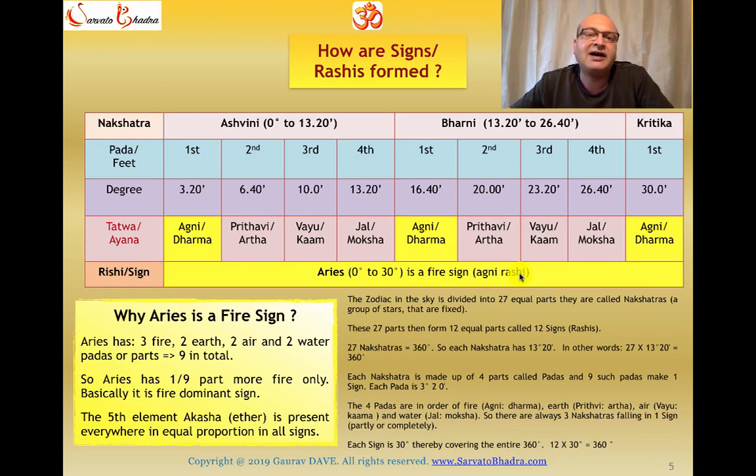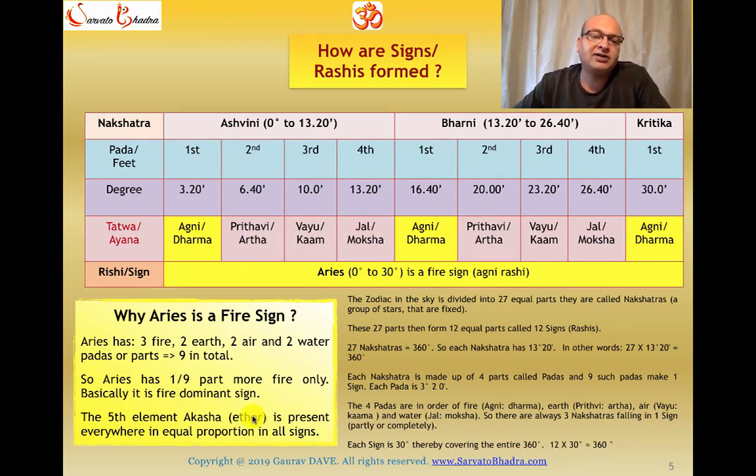and that is why Aries is a fire sign, because Agni Tattva is dominating over this space. Aries has 3 fire, 2 earth, 2 air and 2 water padas or parts, 9 in total. So Aries has 1/9 part more fire only. Basically, it is a fire dominant sign. There is a dominance of fire, but other tattvas are also there.